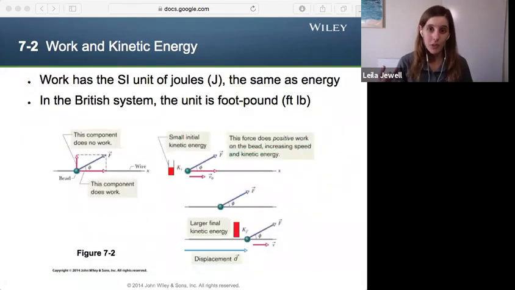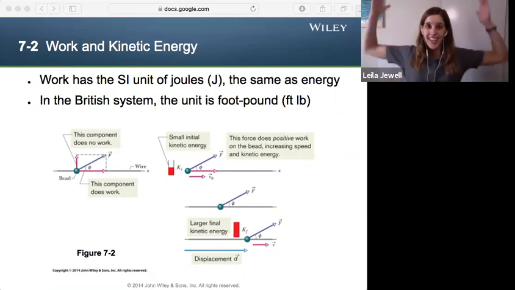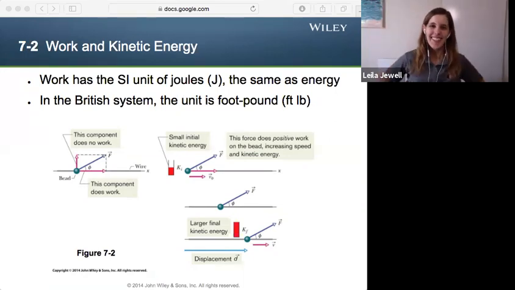Right, work, because it's talking about changes in energy, is going to have the same SI unit as the joule, the same that we have for energy. In the British system, the unit is the foot-pound. We're not going to use that for this class, but you can note it as an example.